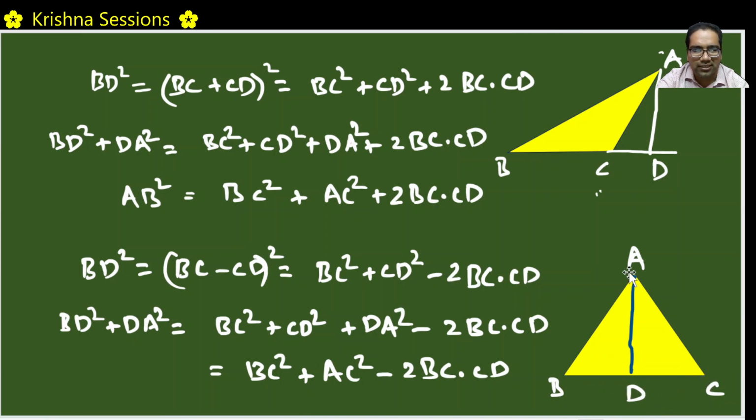Now again add DA square on both sides. BD square plus DA square is equal to BC square plus CD square plus DA square, minus 2 into BC into CD. Again BD square plus DA square, because this is a right angle triangle, is equal to AB square. So AB square is equal to BC square plus CD square plus DA square minus 2 BC CD, and CD square plus DA square is equal to AC square. You can replace it with this: BC square plus AC square minus something.